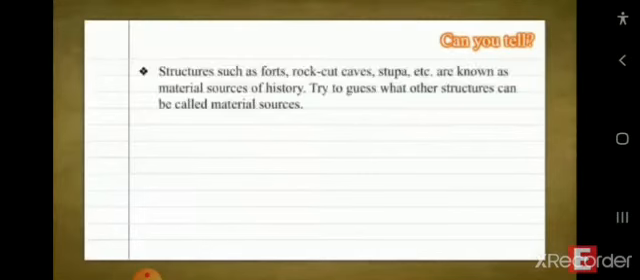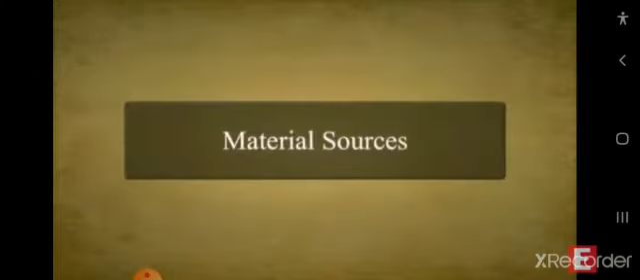Can you tell? Structures such as forts, rock-cut caves, stupa, etc. are known as material sources of history. Try to guess what other structures can be called material sources. Material sources.